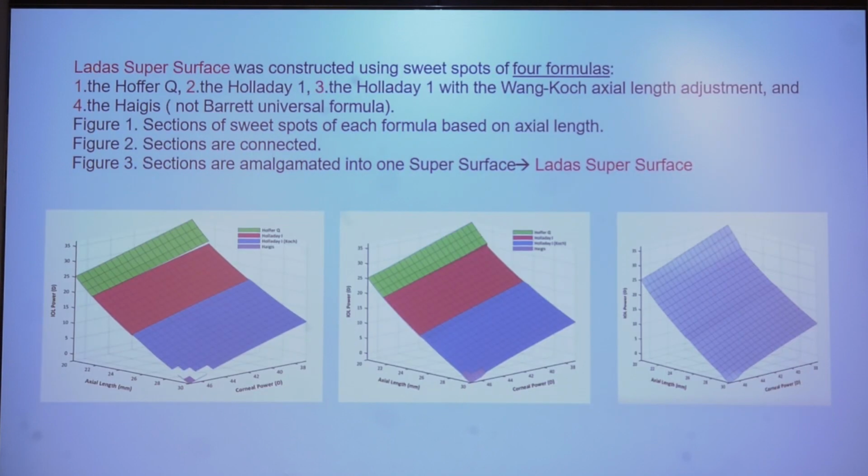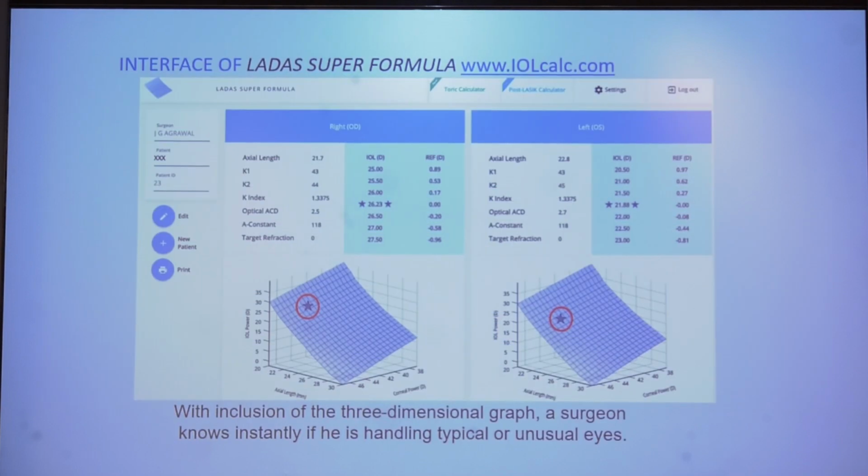Now, Ladda's super formula is constructed using the sweet spots of 4 formulas: Holladay 1 with Wang-Koch adjustment, Haigis, and Hoffer Q. The first figures show the sweet spots of each formula presented in the colored diagram. Now they are all connected, and lastly Ladda's super surface is created by amalgamation of all of them. Now this is the interface of Ladda's super formula.